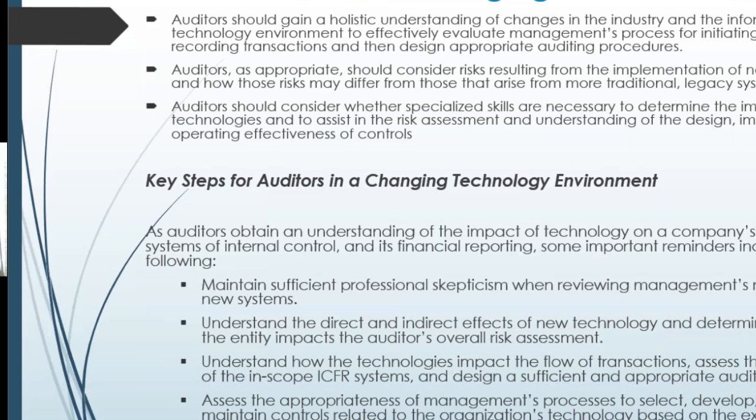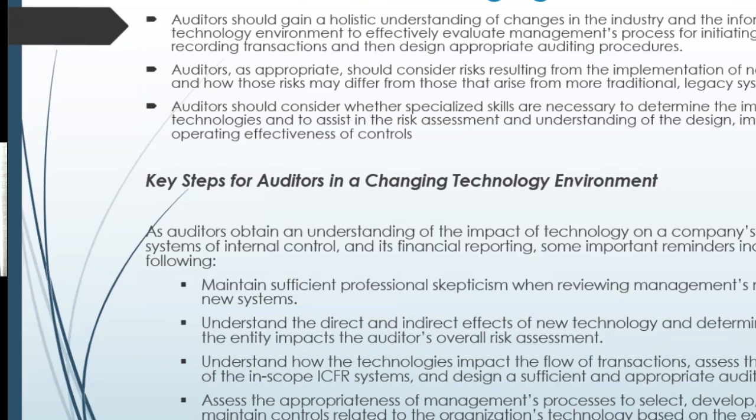Next, understand the direct and indirect effects of new technology and determine how its use by the entity impacts the auditor's overall risk assessment. Say, for example, a new technology has come in and we say this is the best one. Now, if as an auditor we are not aware of how this new technology works, the risk assessment will be pretty shallow. Understand how the technologies impact the flow of transactions, the downstream and upstream impact of every transaction. When there is a change in technology, it needs to be reassessed for completeness for in-scope ICFR systems, and design a sufficient and appropriate audit response.